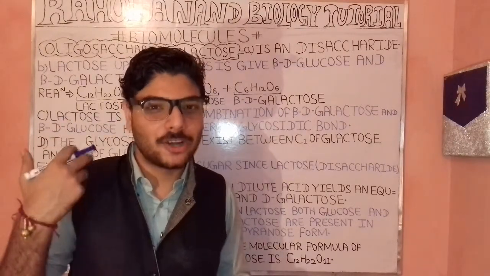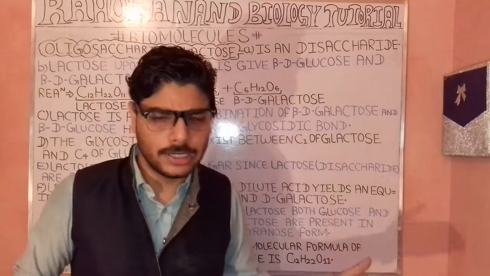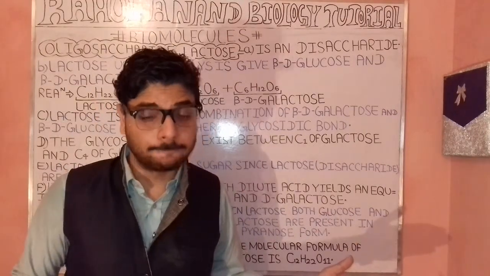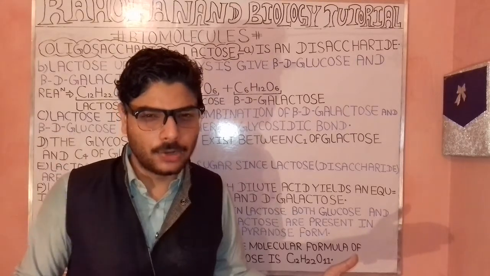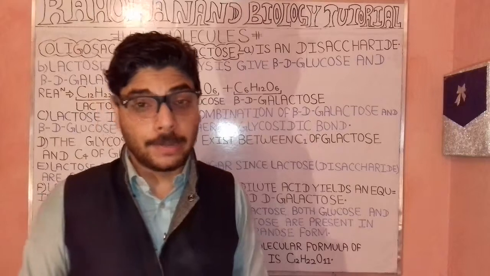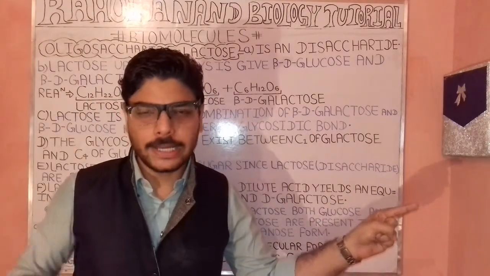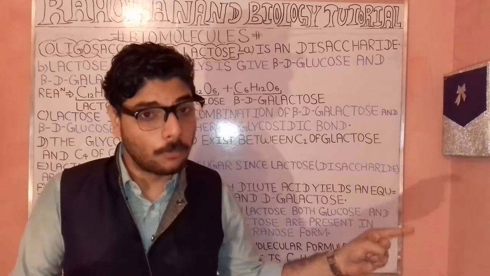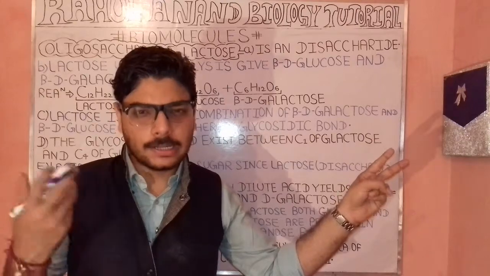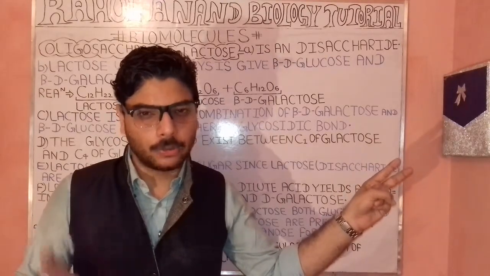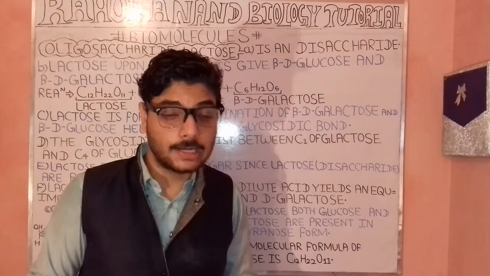So when we are talking about lactose, we have beta-D-galactose as well as beta-D-glucose. These will be arranged in the pyranose form. What the pyranose form actually is, we will understand later. These structures carry a bit of the concept, so we will understand that later.